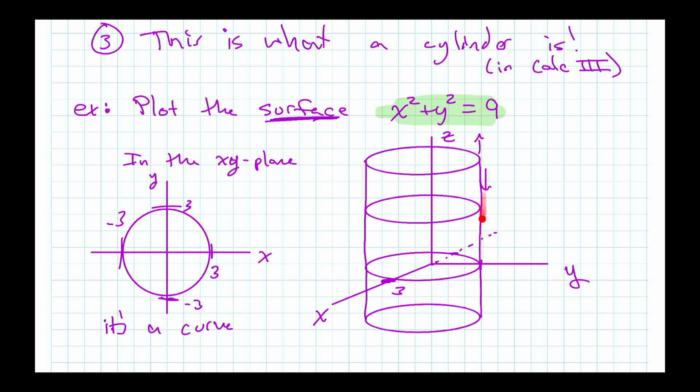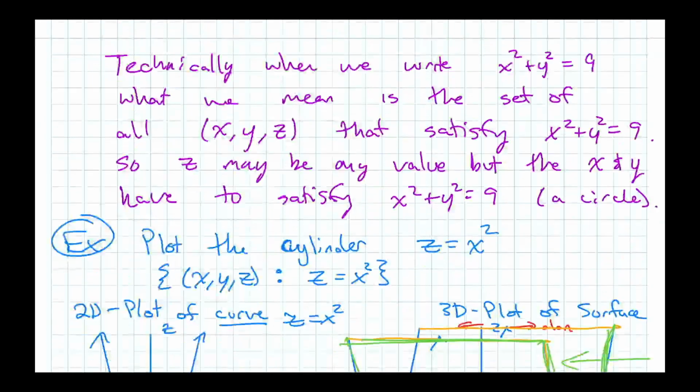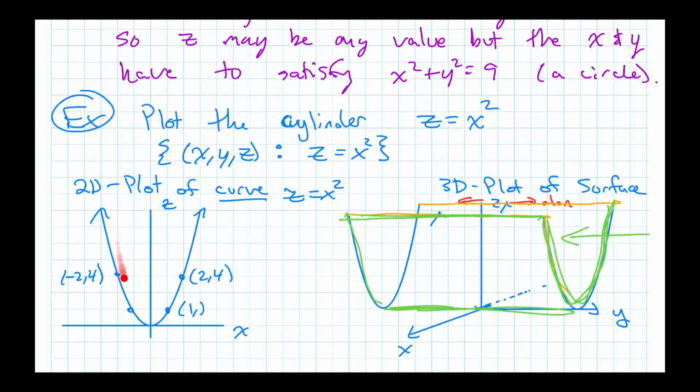So there's no z, so you can take your circle and move it up and down on the z-axis. Here we have z and x, so we have a parabola in z and x, but you can slide it left and right along the y-axis because there's no y given. And that is a cylinder.